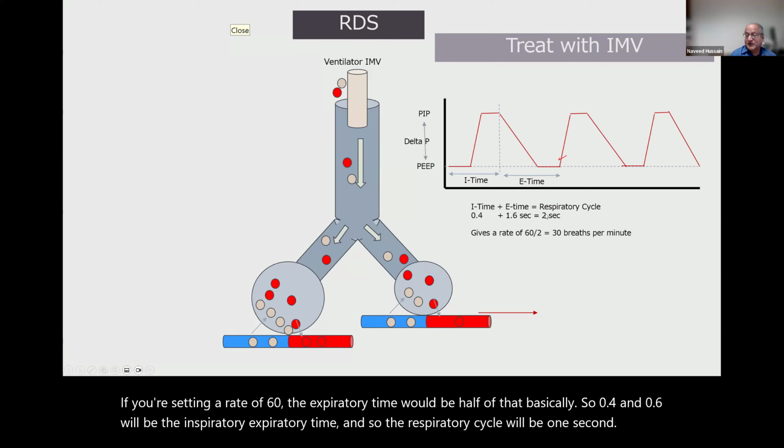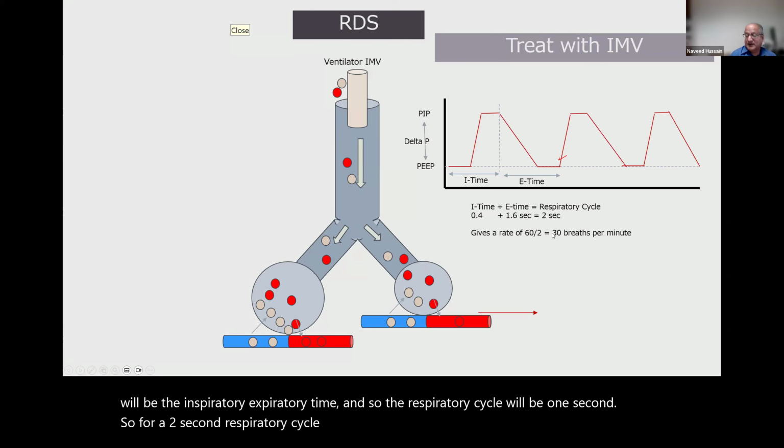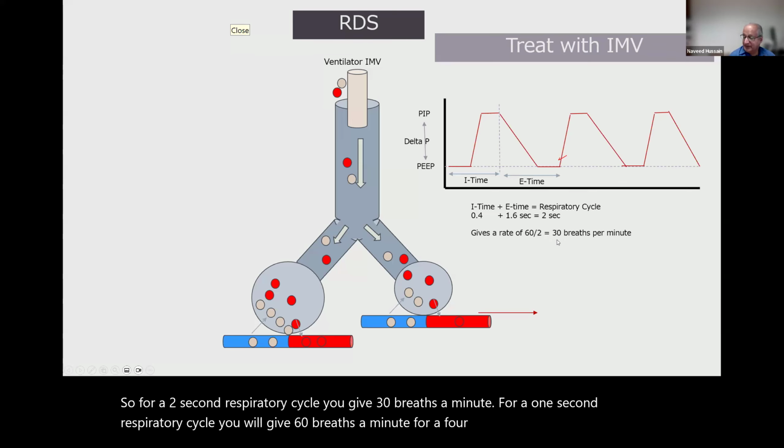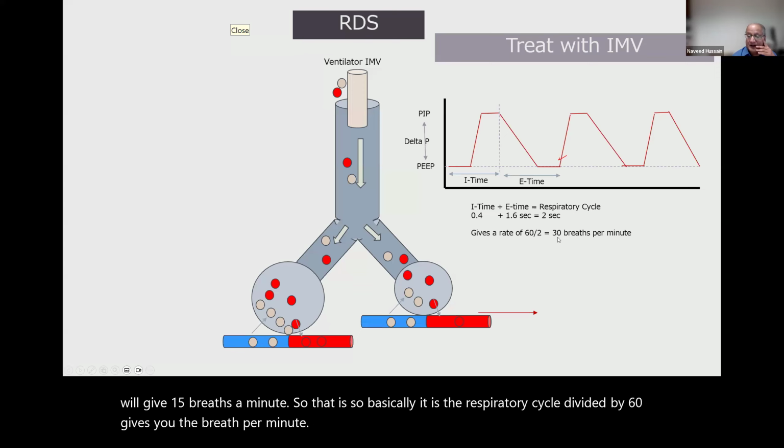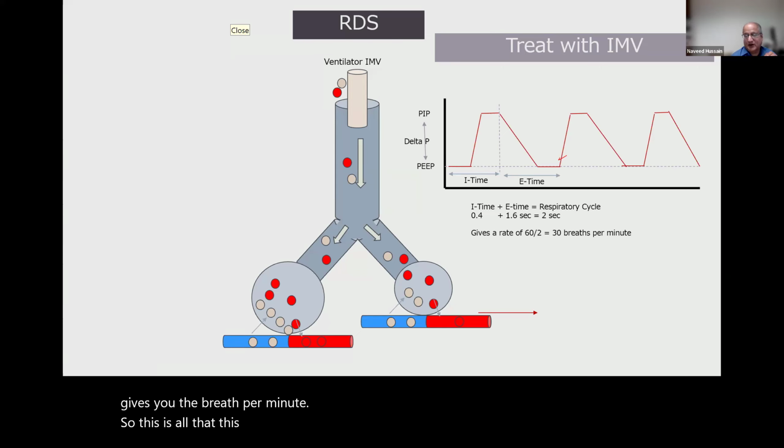So for a 2-second respiratory cycle, you give 30 breaths a minute. For a 1-second respiratory cycle, you will give 60 breaths a minute. For a 4-second respiratory cycle, you'll give 15 breaths a minute. So basically it is 60 divided by the respiratory cycle that gives you the breaths per minute. So this is some of the stuff that you set on the mechanical ventilator.